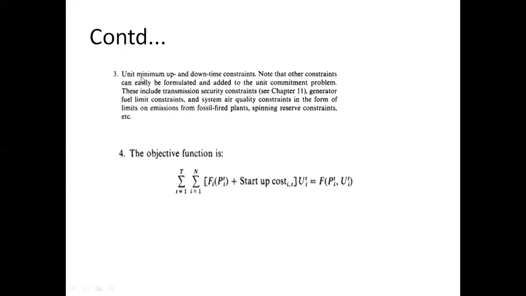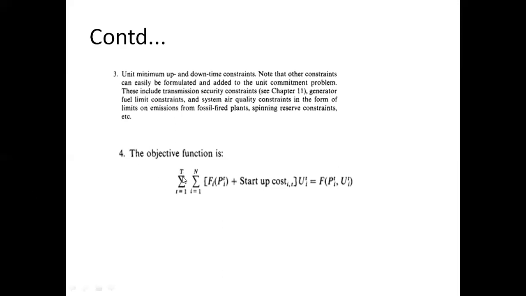Another is the unit minimum up and down time constraint. Note that other constraints can easily be formulated and added to the unit commitment problem. This includes the transmission security constraint, generator fuel limit constraint, and the system air quality constraint in the form of limits on emissions from fossil fuel plants, spinning reserve constraint, etc.